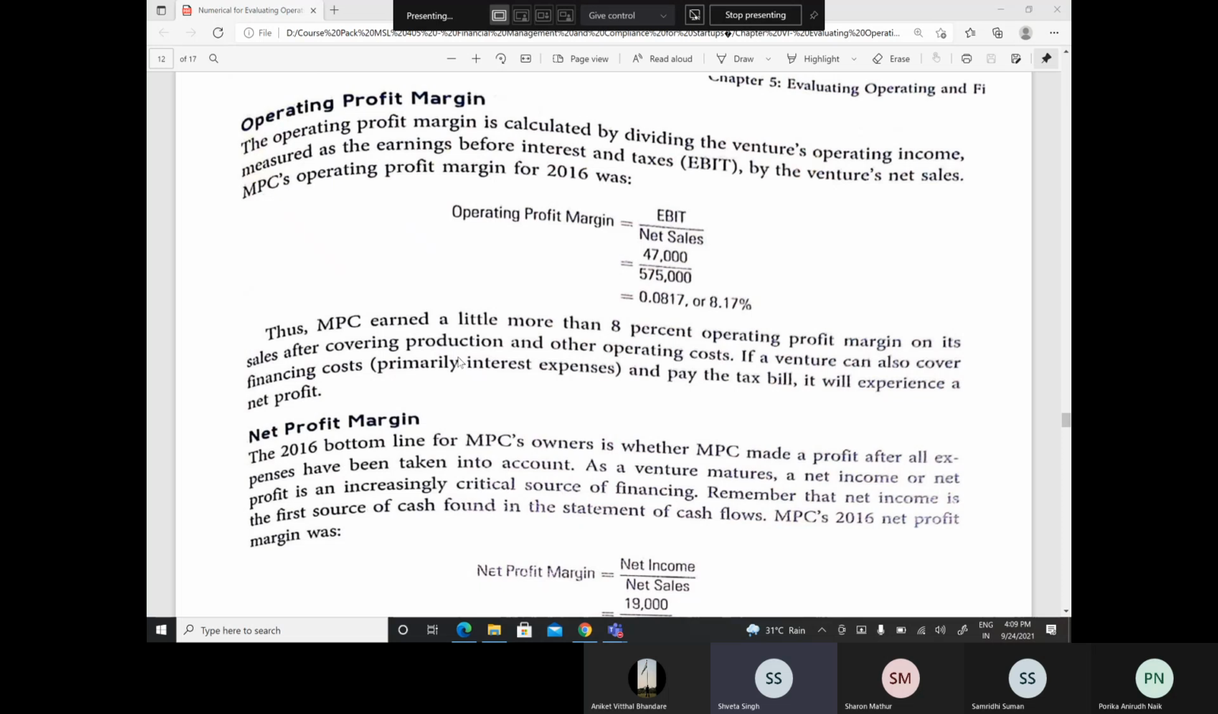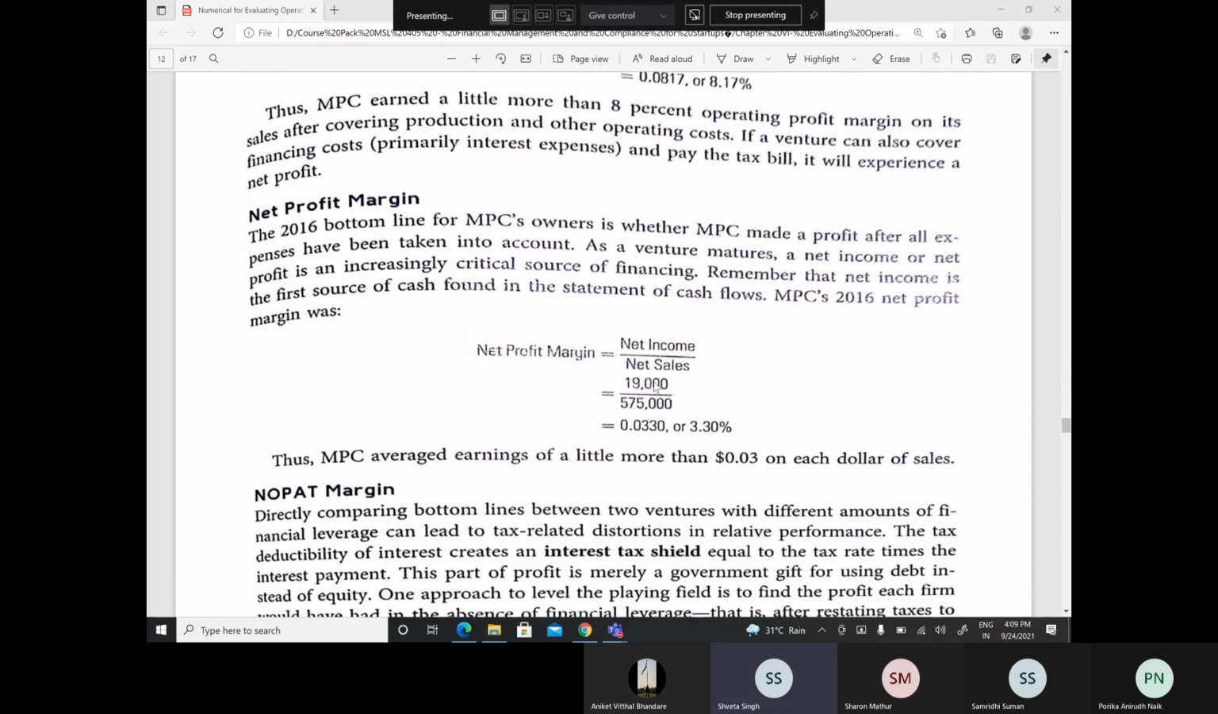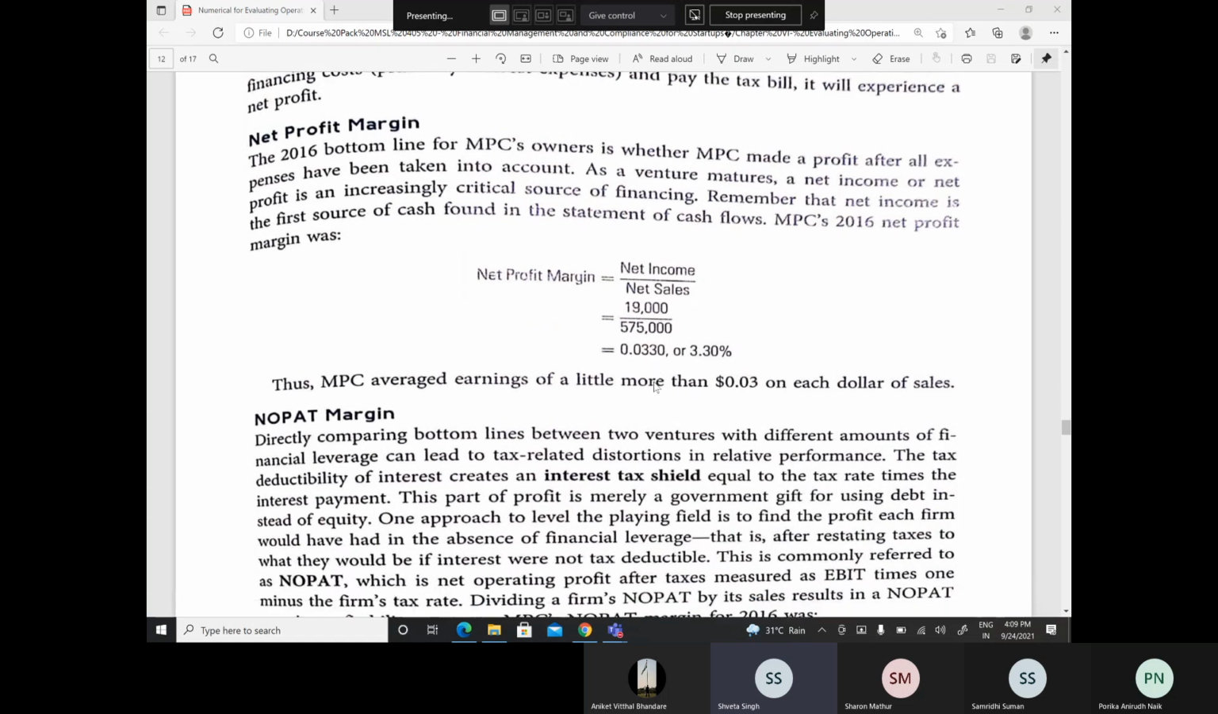If a venture can also cover financing costs, which is primarily interest expenses, and pay the tax bill, it will experience a net profit. Okay, this by itself is not a very encouraging ratio. Then we come to the final net profit margin, which is what we hear about, net profit margin or EAT, earnings after taxes. The 2016 bottom line for MPC's owners is whether MPC made a profit after all expenses have been taken into account.